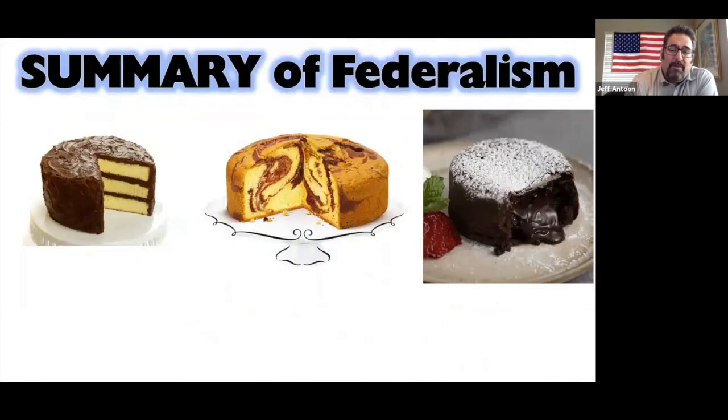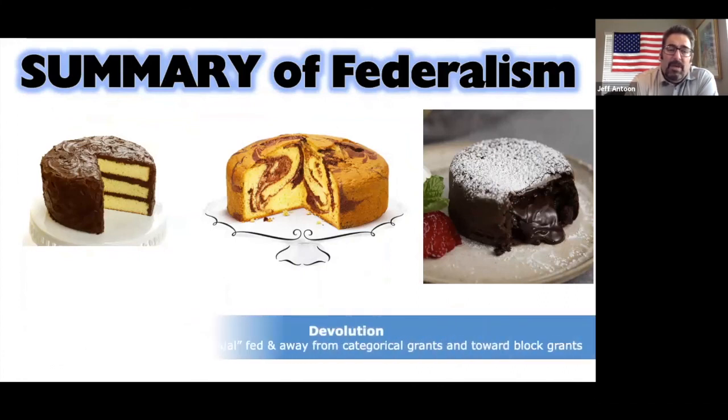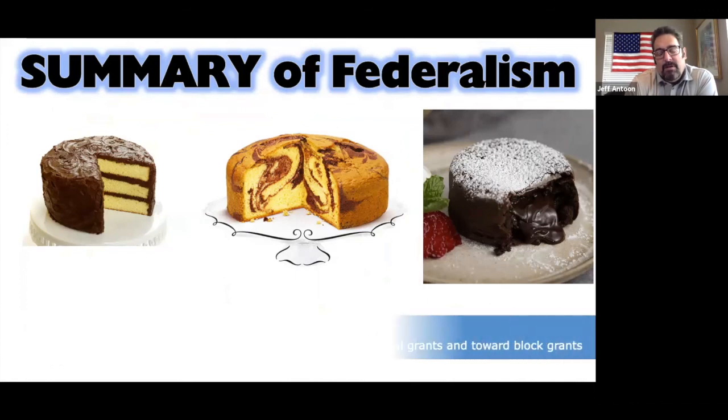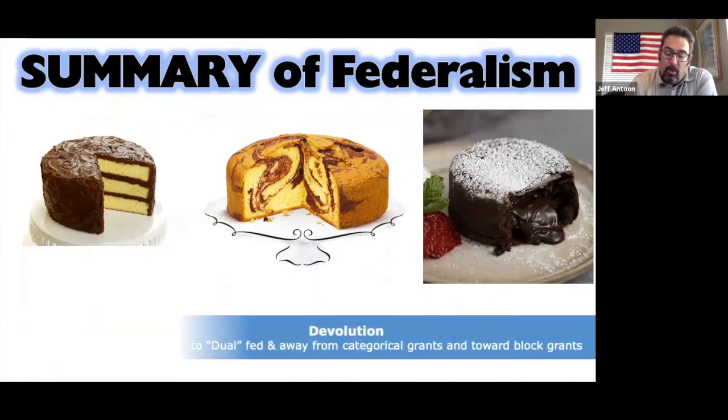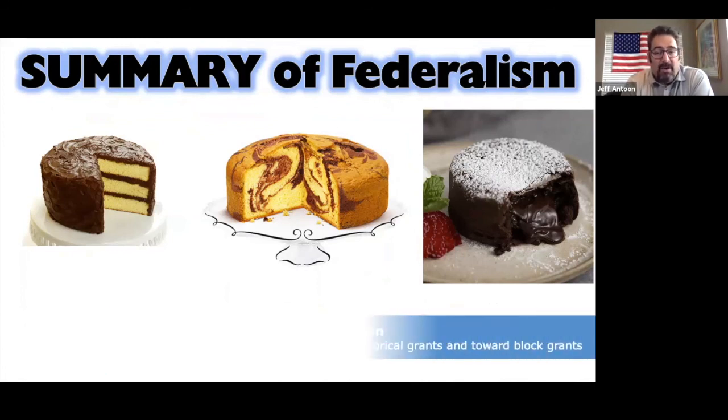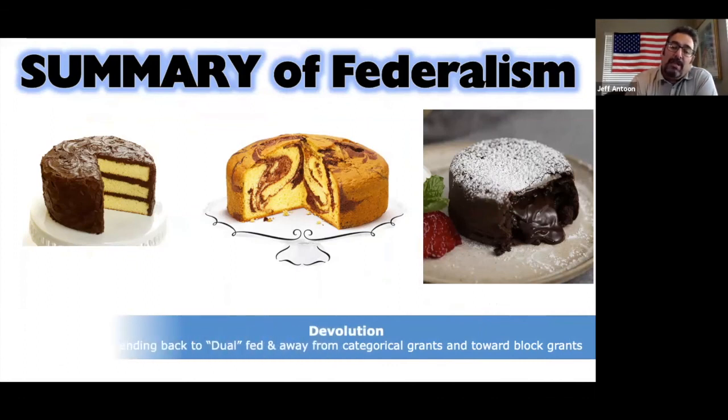Lastly, the summary of federalism. We have layer cake federalism on the left. We have dual federalism, or layer cake. We have marble or cooperative. We have lava or new federalism, where we're devolving back to the layer cake. It's making it clearer and clearer, but I wanted to give you real pictures of the cakes to make you hungry.